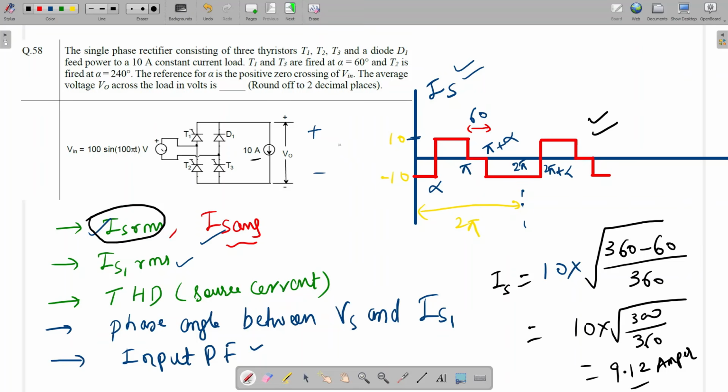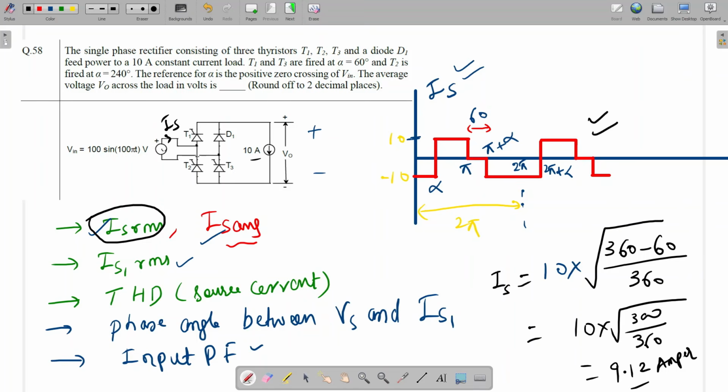ISRMS. What will be the average value? Can anyone calculate? I will give you 1 minute of time. You can calculate and tell the answer in the chat box. What will be the average value of this source current? Let us see the source current. Is everyone getting the RMS value correct? Getting, sir. Okay. So you can calculate the average value also.